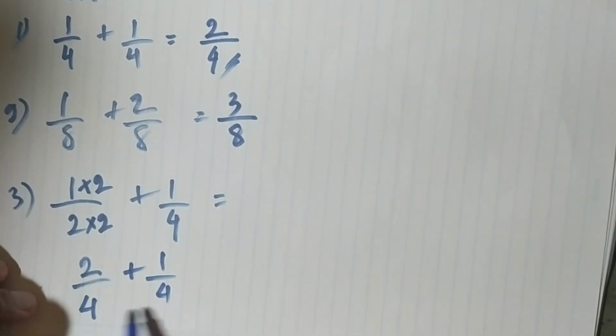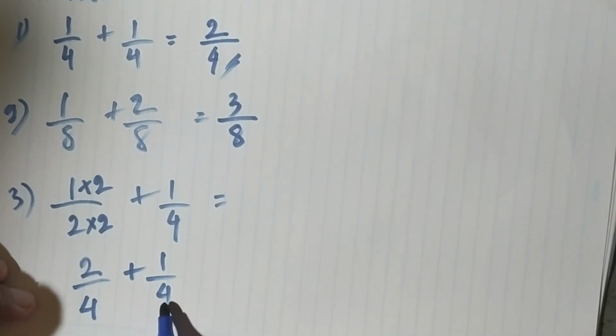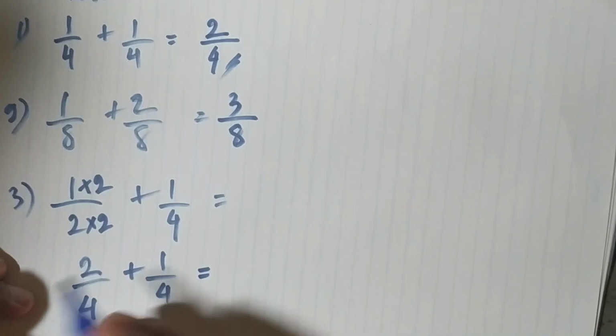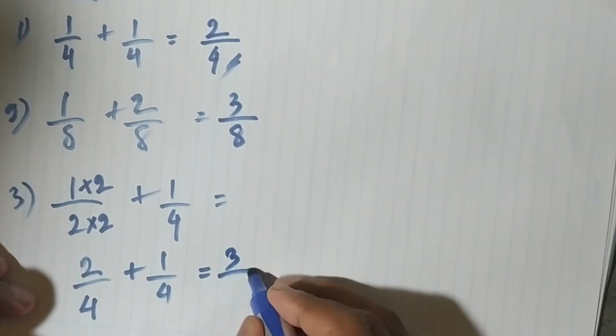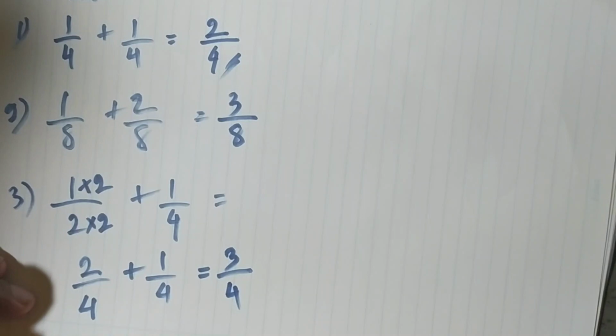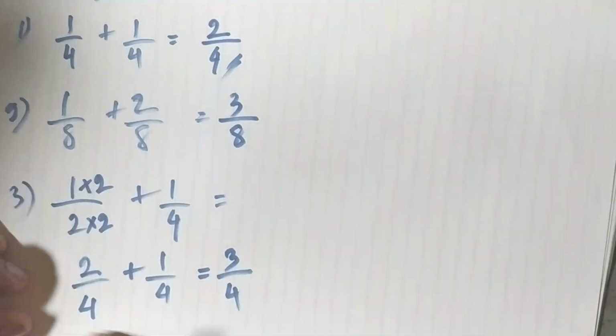Now the denominators are same. So if they are same, just you can add the numerators. 2 plus 1 is 3, 4 plus 4 is what? 4. You're not adding those two. If the denominators are same, just you can give the answer.